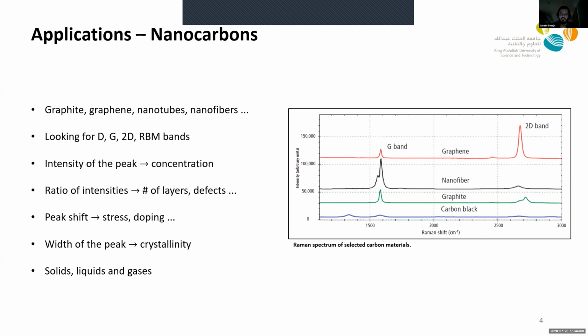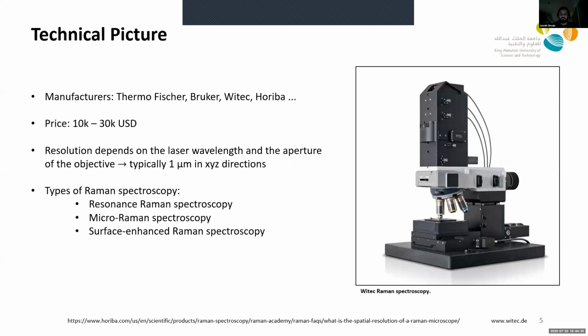And then you can do a lot of other things. If you analyze these peaks and check their intensity, their width, the ratios and the shifts and whatnot, you can get information on the concentration, on the stress of the material, if there is doping, crystallinity, and so on. And you can use it for many different materials, such as solids, liquids, and gases.